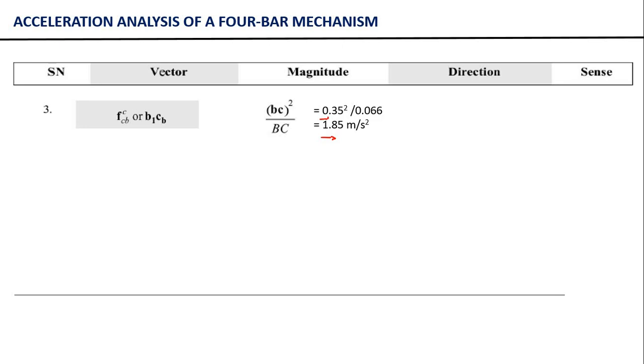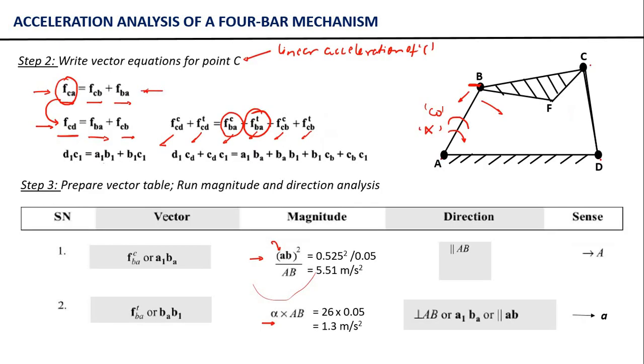Now again, for this acceleration vector, what will the direction be? Since it's a centripetal component, it will be parallel to BC. And what will be the sense? The sense will be from C towards B. Now let me take you back to the vector equation. Just remember, I am following the vectors in this vector equation one by one. I am writing these vectors here in the table one by one, and checking their magnitude and direction. So I am marking all those things into this table.